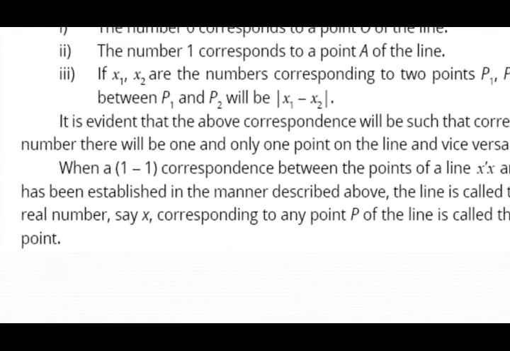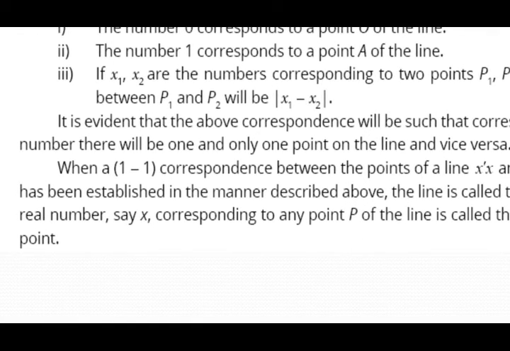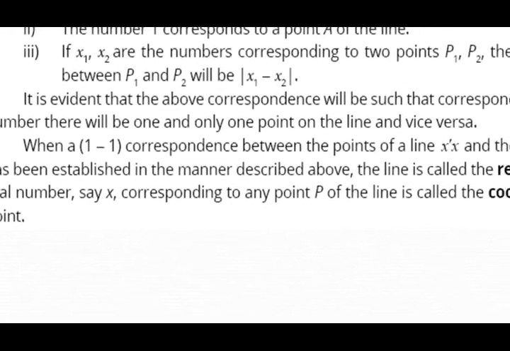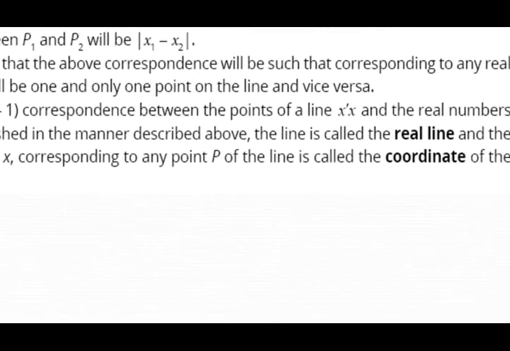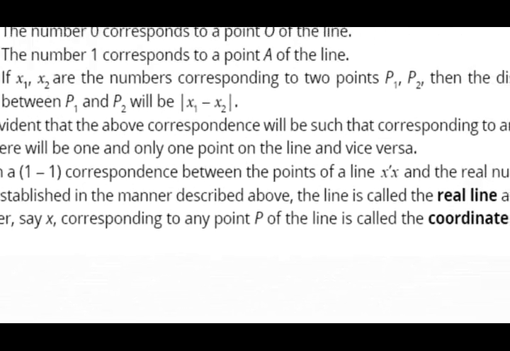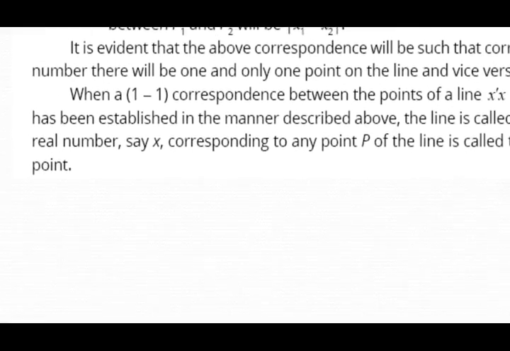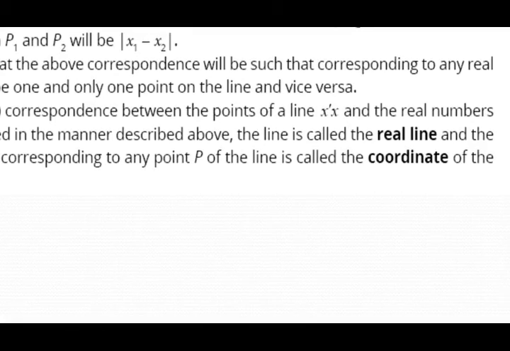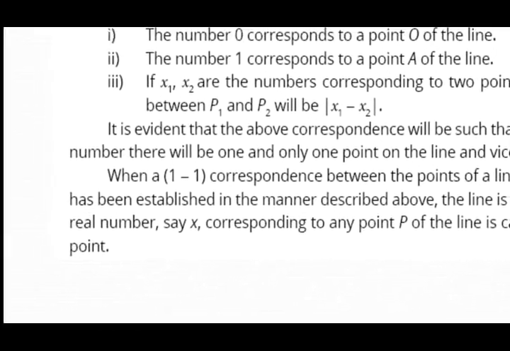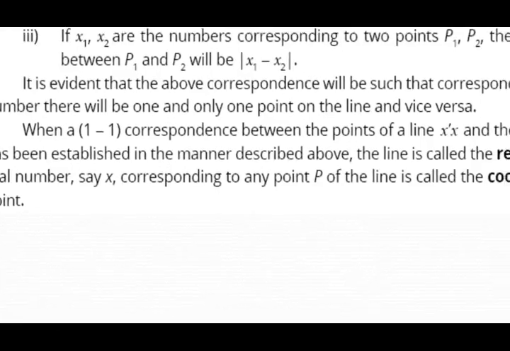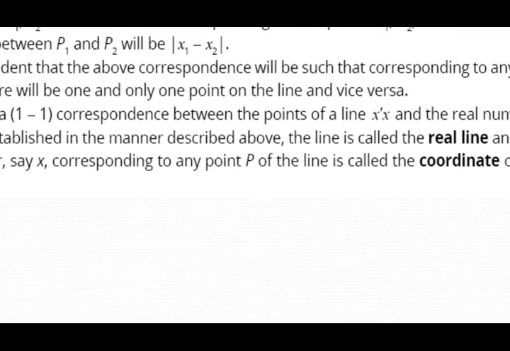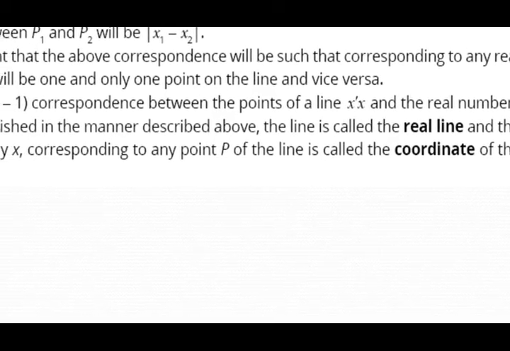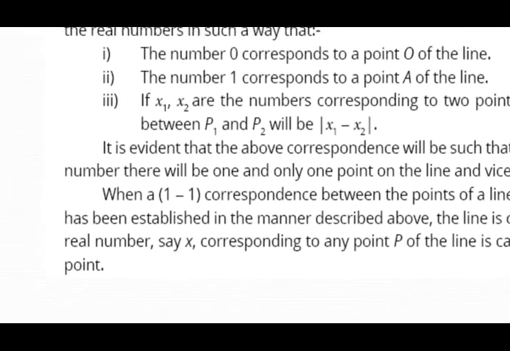To any real number there will be one and only one point on the line. Same as the above definition, a 1-1 correspondence between the line and the numbers. The above line is called the real line. The real number x corresponding to any point p of the line is called the coordinate. The line is called the real line and the number is called the coordinate of the point.